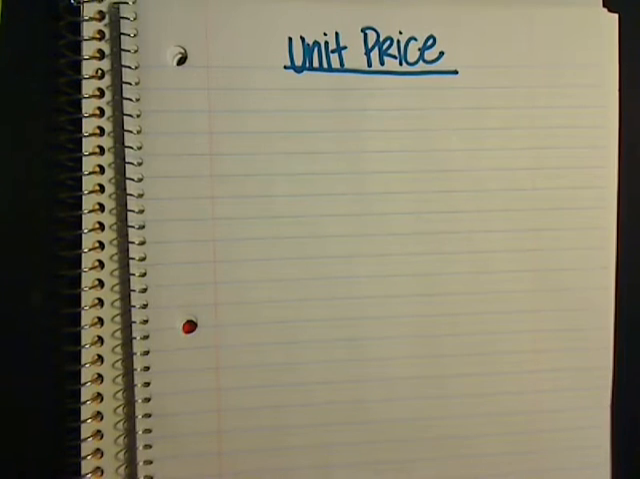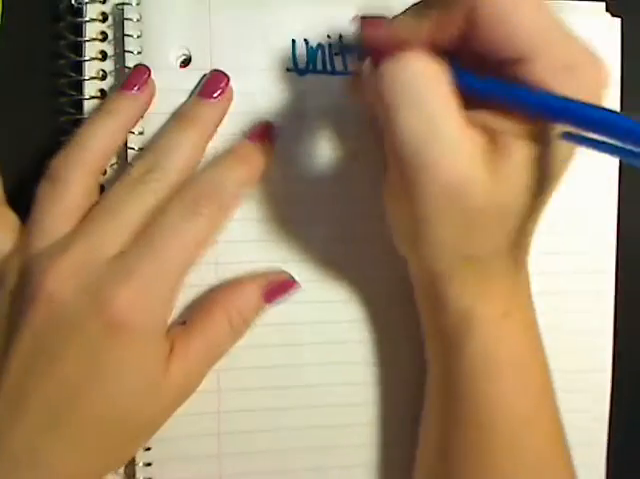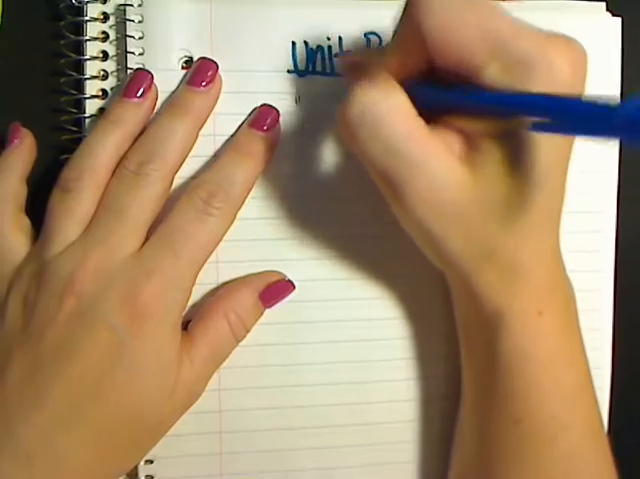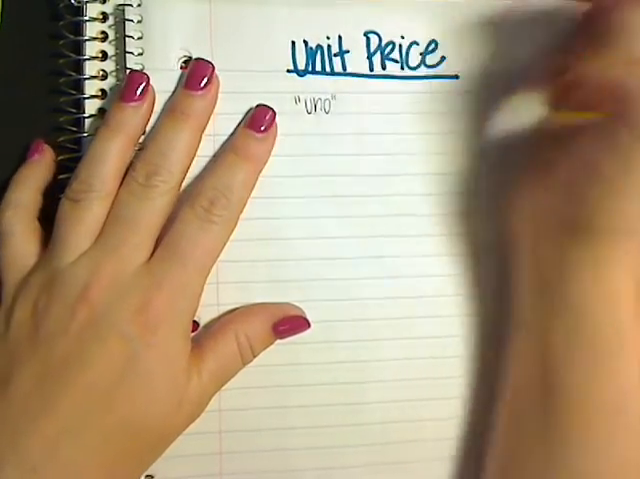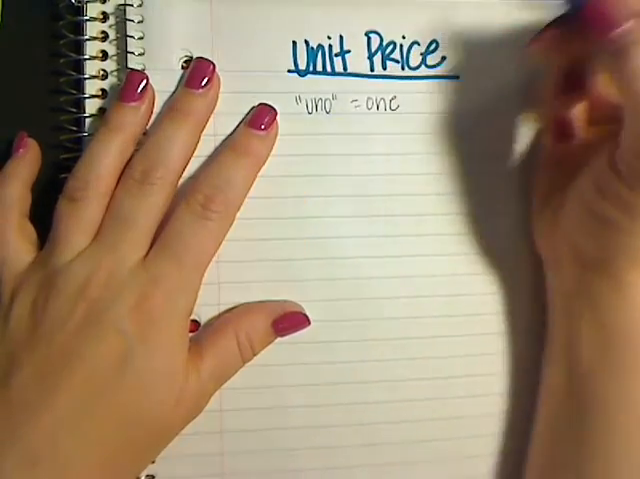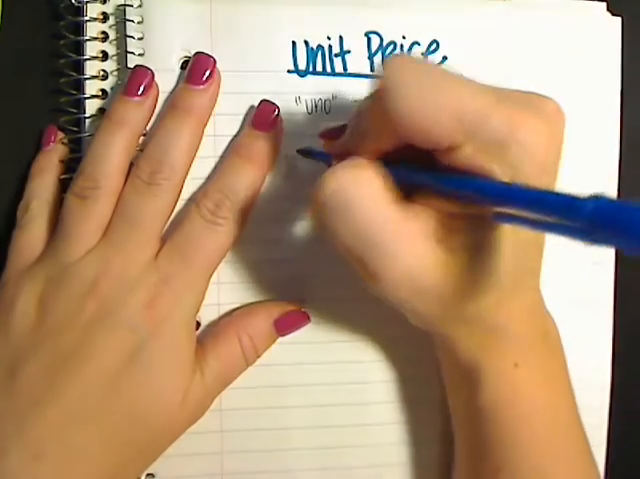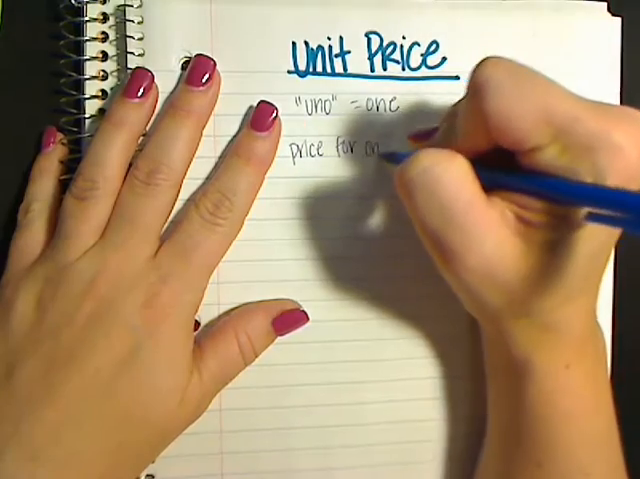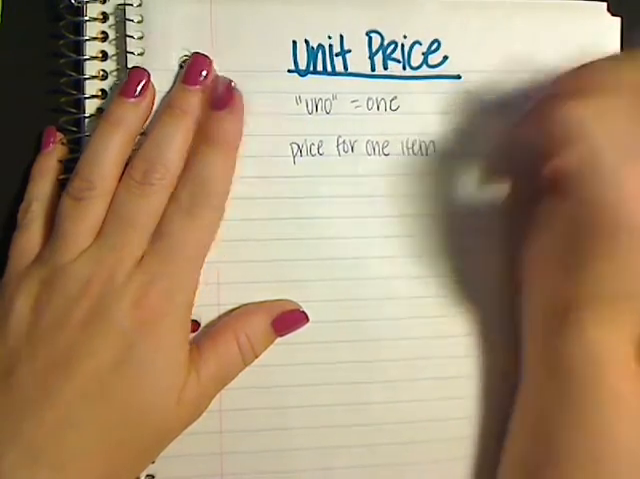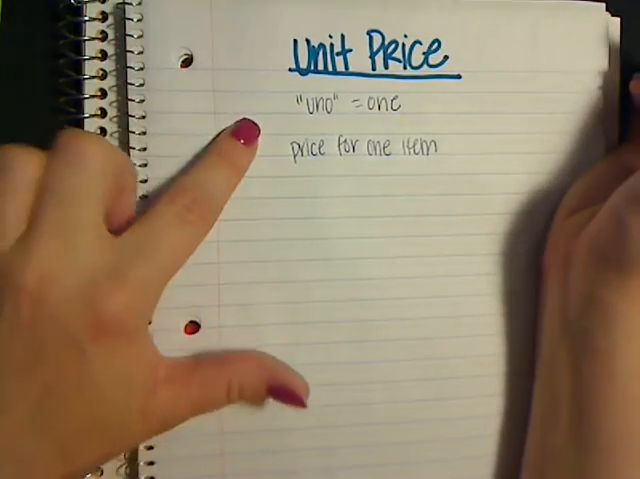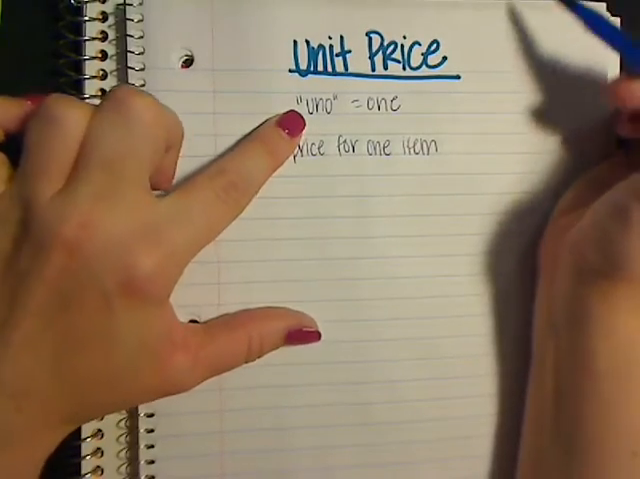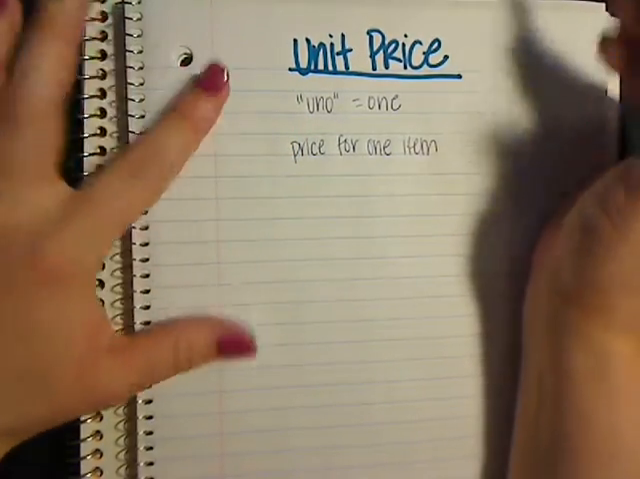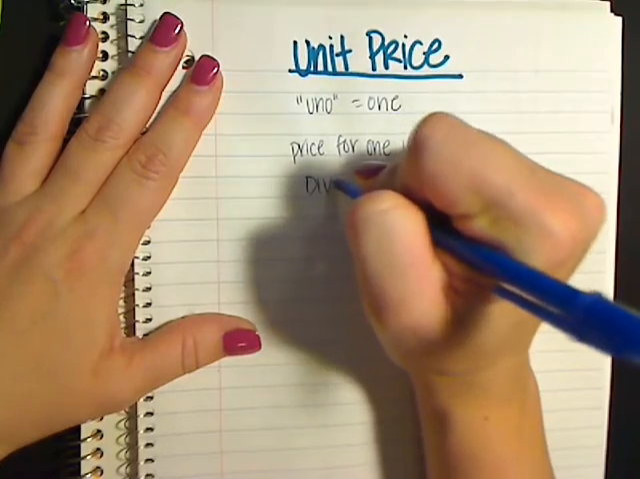Okay, so the next page in your journal to take notes in, we're going to talk about unit price, which is almost exactly like unit rate. Unit, uno, we know equals 1. Okay, so the unit price is just the price for one item. I'm still finding the price for every one, and to do that, I'm still going to divide.